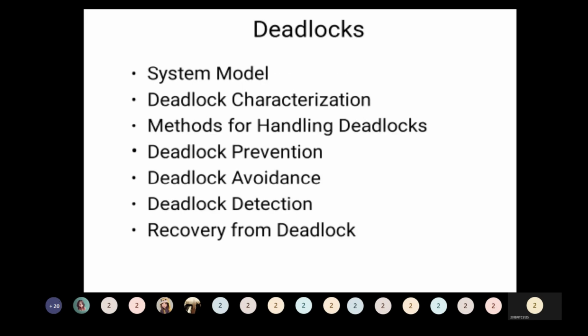So we shall see the following things in this particular video. What is the system model for characterizing deadlock occurrence? What are the characteristics that say that the deadlock has occurred? What are the methods for handling deadlocks? How to prevent deadlock? How to avoid deadlock? How to detect deadlock? How to recover from deadlock? All these things we will be discussing in this particular video.